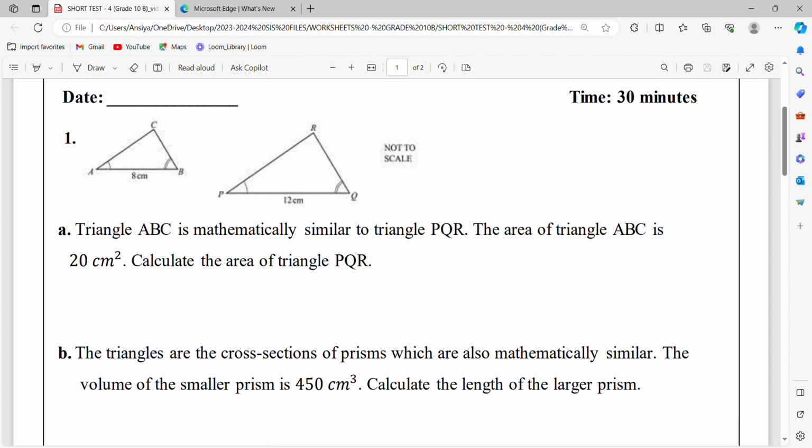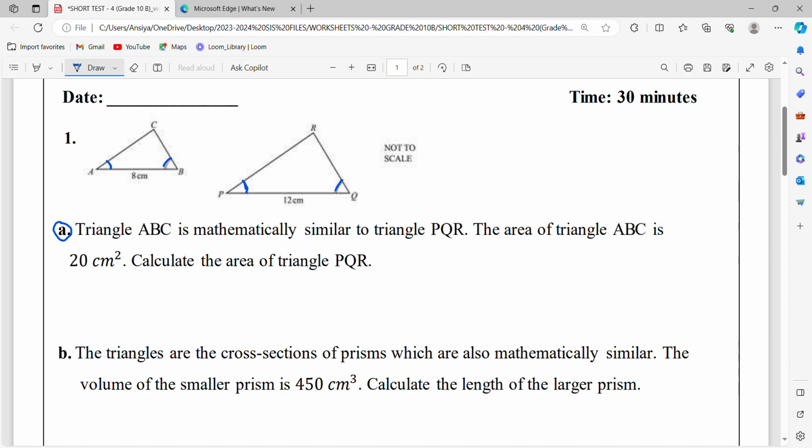We have two triangles given here. One is a small one and the other is a large one, and two sides are given, 8 centimeters and 12 centimeters. Also, angles are marked in this way, which means these two angles are equal and the other two pairs of angles are also equal, which means the triangles are similar, and it is also given in the question. So I'm reading question A now.